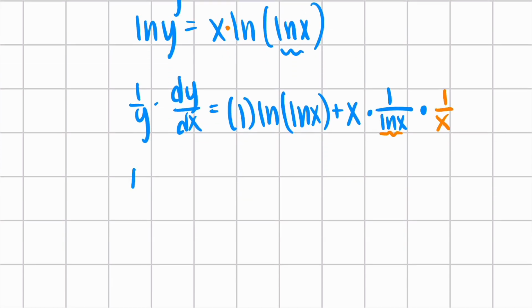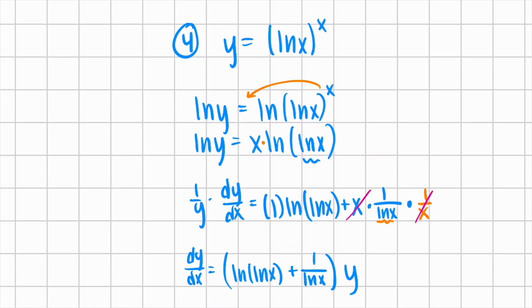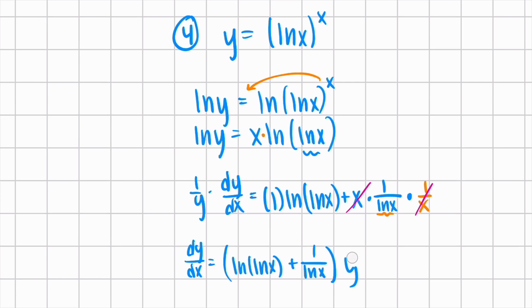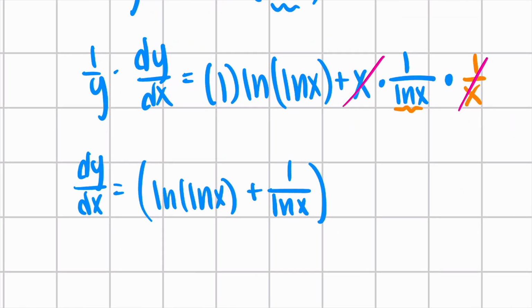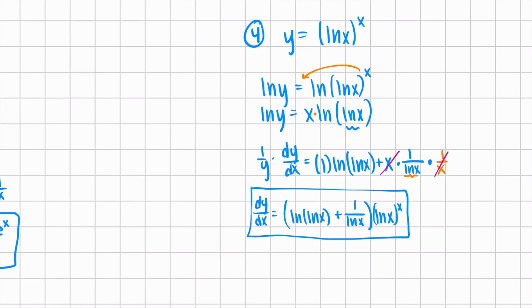I'm going to multiply by y and simplify from there. I get natural log of x. Plus, notice you have x times 1 over x, so those make 1. So I have 1 over natural log of x times y, but I know that y is natural log of x raised to the x. So this is going to be natural log of x raised to the x. And that is example 4.